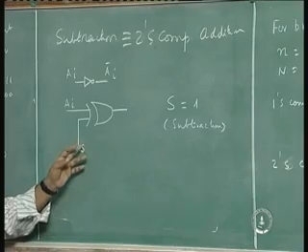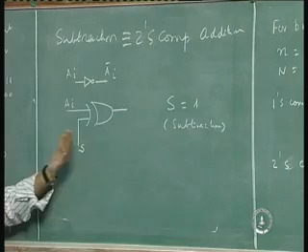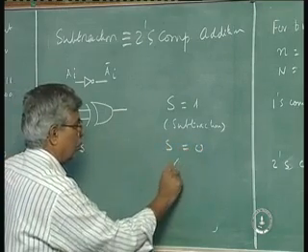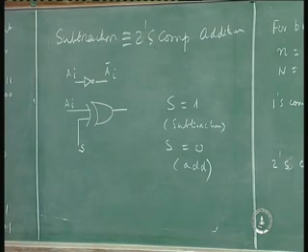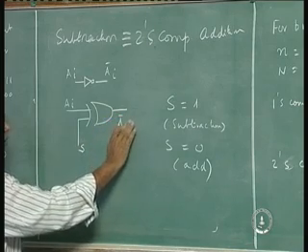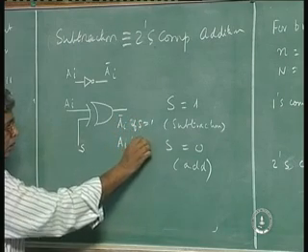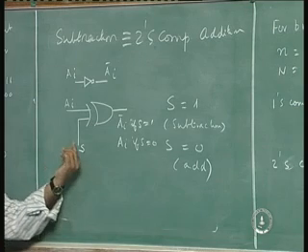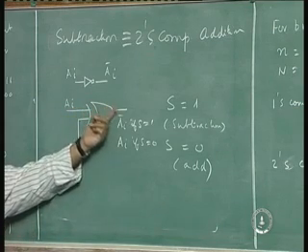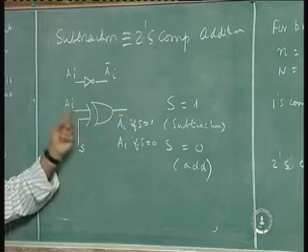When this is 0 and this is Ai, this also becomes Ai. So when S is 0, that is for add. When I give S equal to 0, it is addition operation. If S is equal to 1, this is Ai bar. Do you agree with me? If S is 0, this is 0, this is 0, this is 1, this is 1. S is 1, if this is 0, this is 1, this is 1, this is 0.